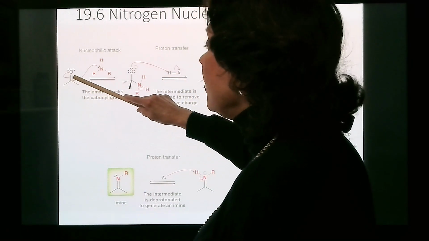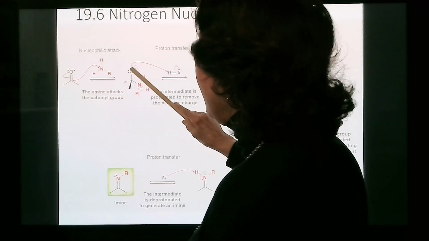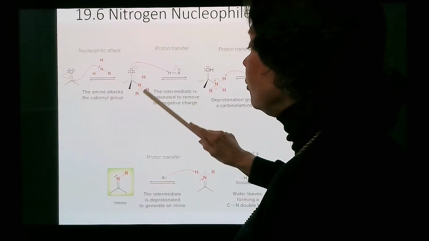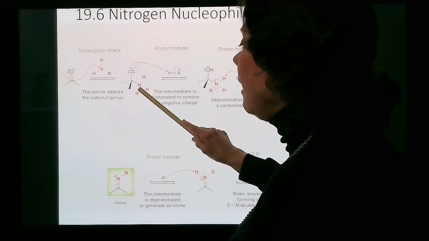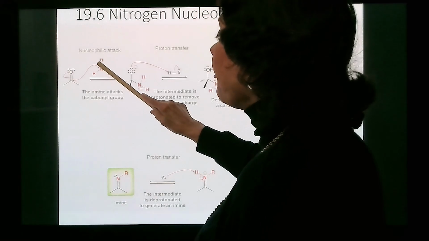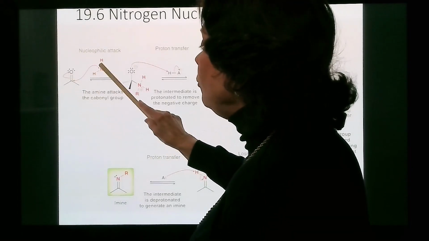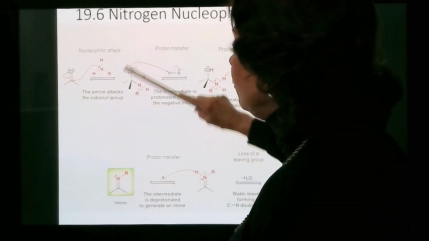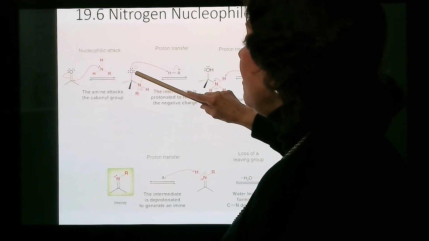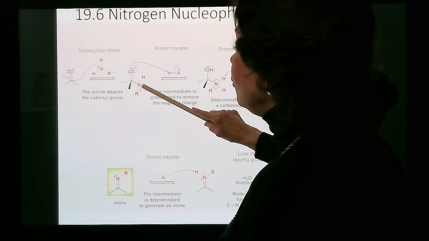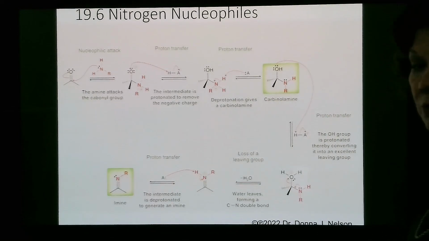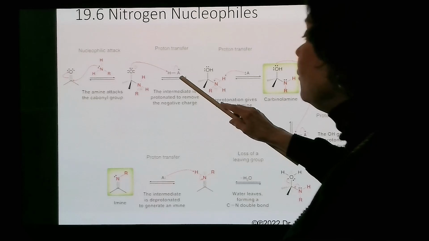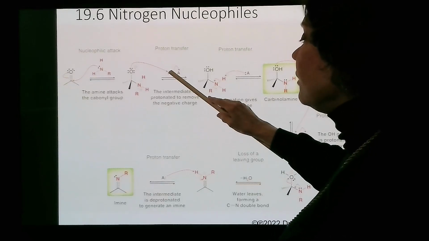A pair of electrons in the carbon-oxygen pi bond moves out onto oxygen, creating a negative charge on the oxygen. And nitrogen is bearing a positive charge because it used the lone pair to do the attack on the carbonyl. So notice overall this molecule is neutral, even though there's a negative charge on oxygen and a positive charge on nitrogen. So then the next step is a proton transfer.